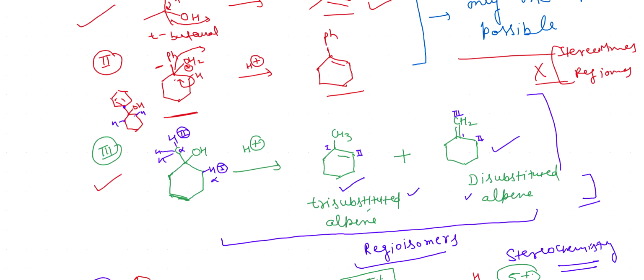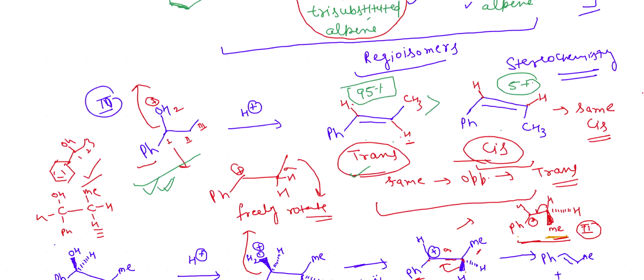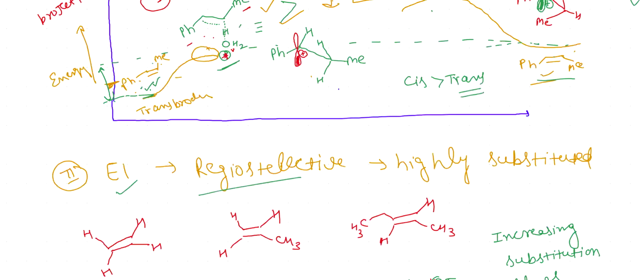So why are we getting the trisubstituted alkene over the disubstituted alkene? This is also Saytzeff's rule. According to Saytzeff's rule, the alkene that will be formed is the one which is highly substituted. Clear? So first of all, what is the meaning of highly substituted and less substituted?